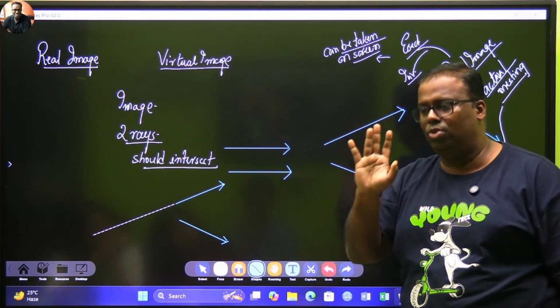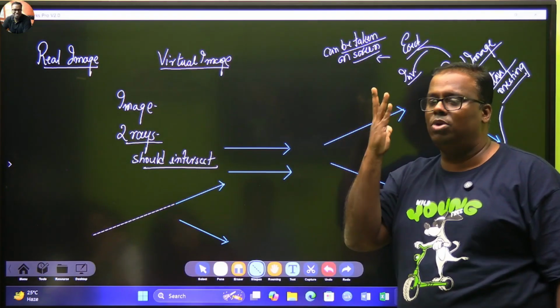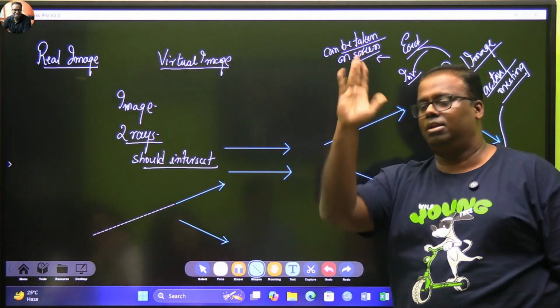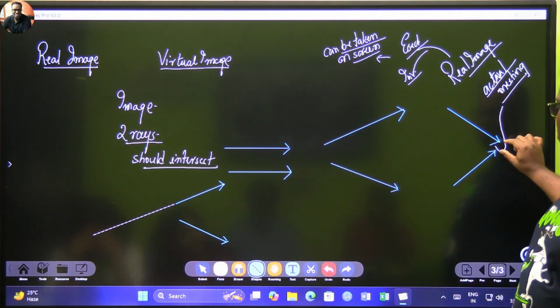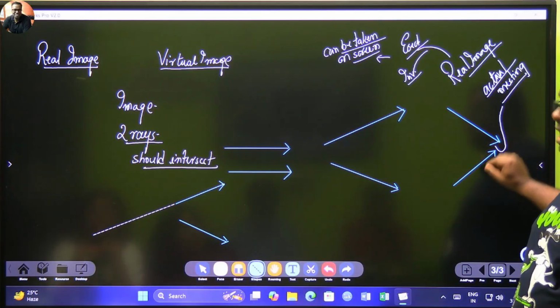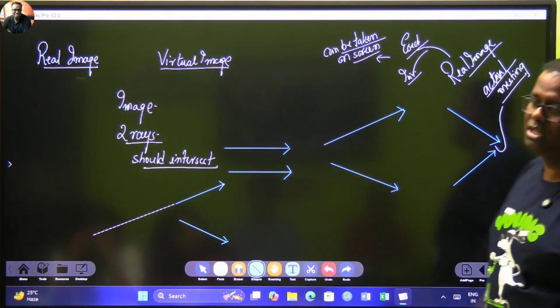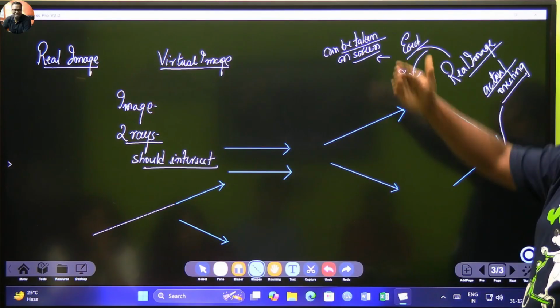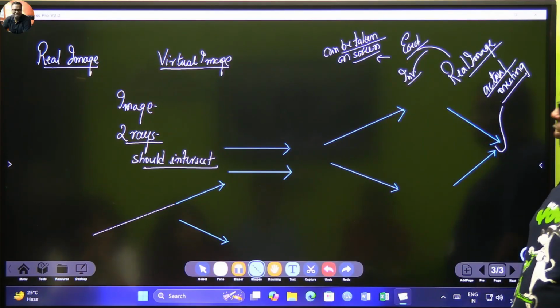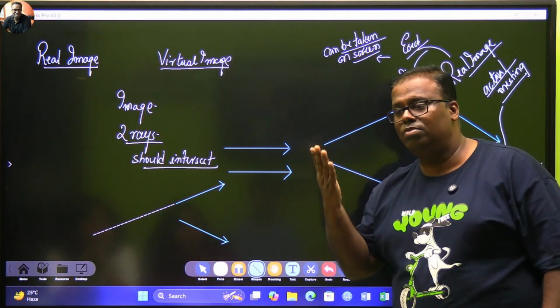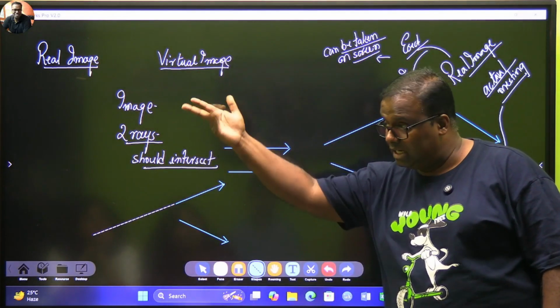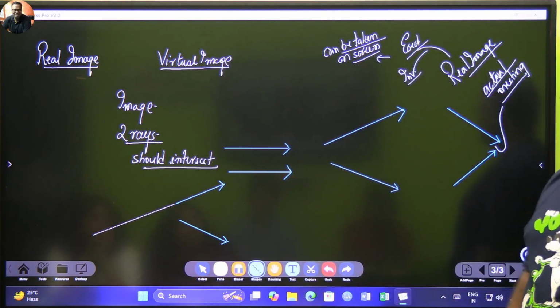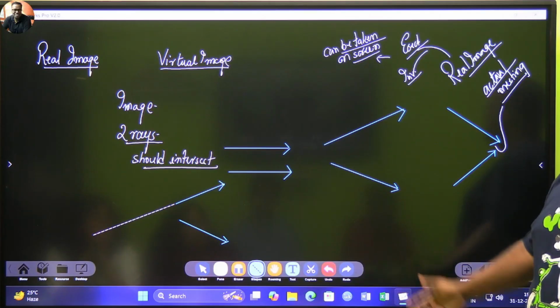That's a different thing. Don't take it with the English word real. That real doesn't mean I should see it like myself. No. As long as it is formed by the actual intersection of rays and it can be taken on a screen, such images can be projected on a screen. But you seeing yourself every day in front of the mirror is a virtual image, because it cannot be taken on any screen.